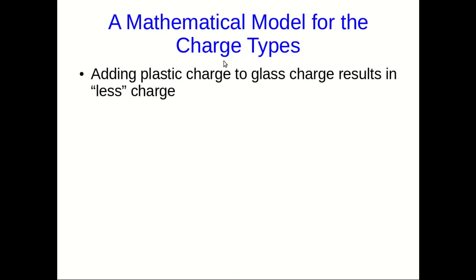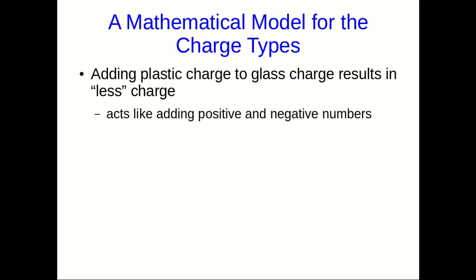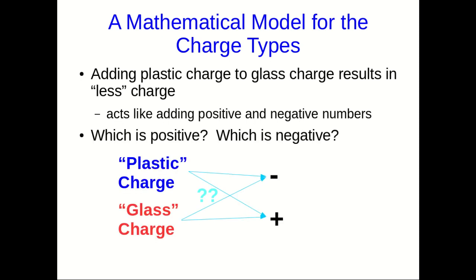What we've just seen is that when we add plastic charge to glass charge, we seem to cancel them out. We would end up with less total charge. This is a lot like what happens with adding positive and negative numbers. A large positive and a large negative number can add to give a small magnitude number.